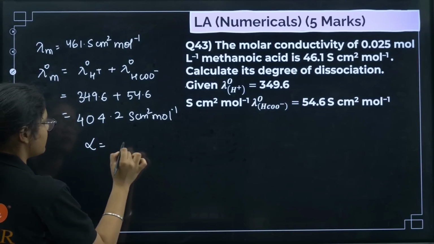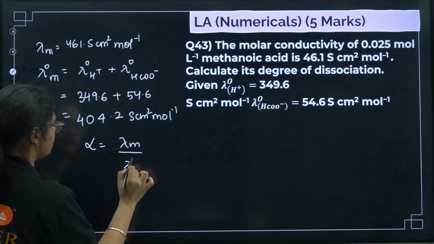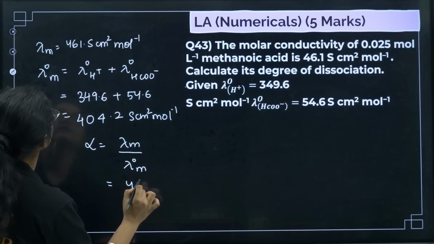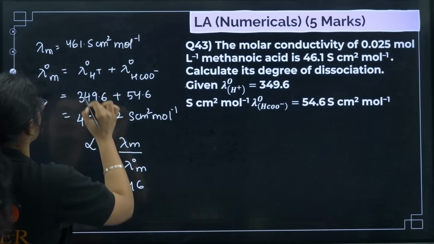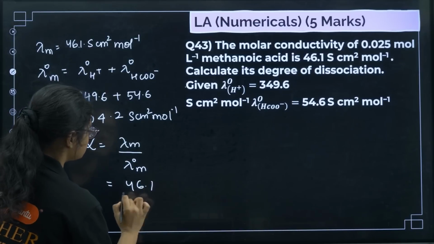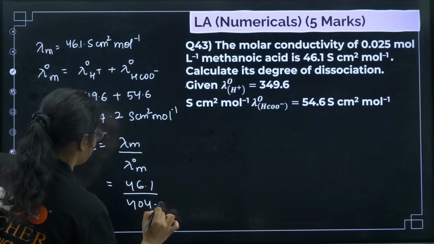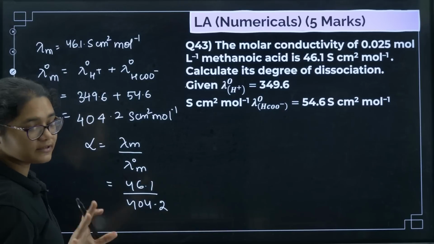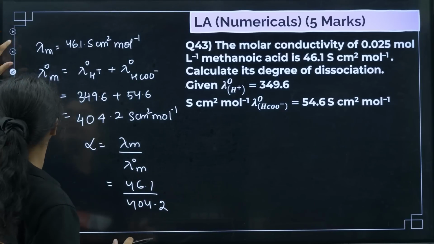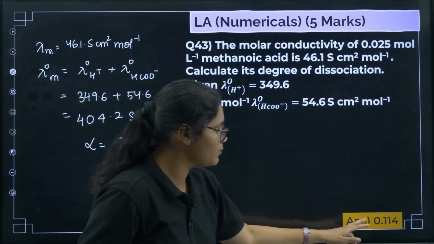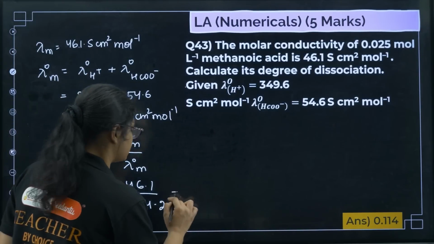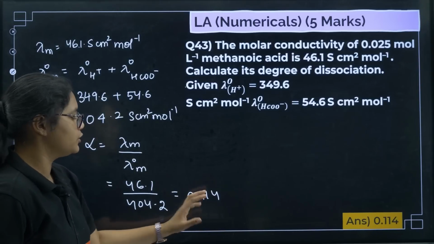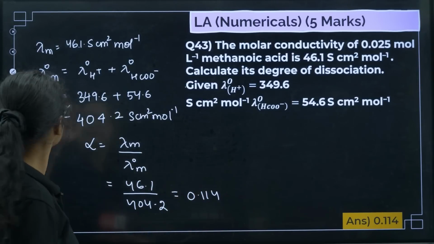Now what is the value of alpha? Alpha is equal to lambda m by lambda naught m, so that is equal to 46.1 by 404.2. I have to just calculate the degree of dissociation, it's not the dissociation constant. If I solve this, you will be getting around 0.114. Please check this calculation and let me know whether you are getting it or not. Alpha will have no unit, so it is 0.114.